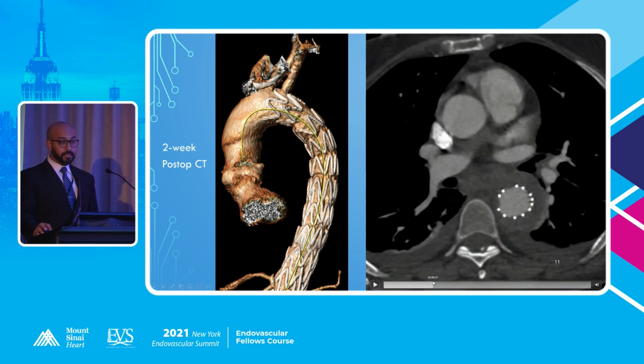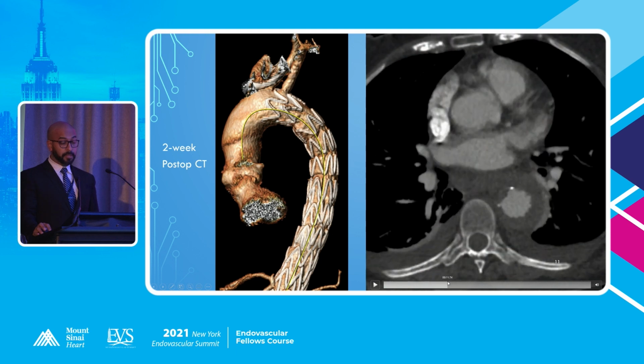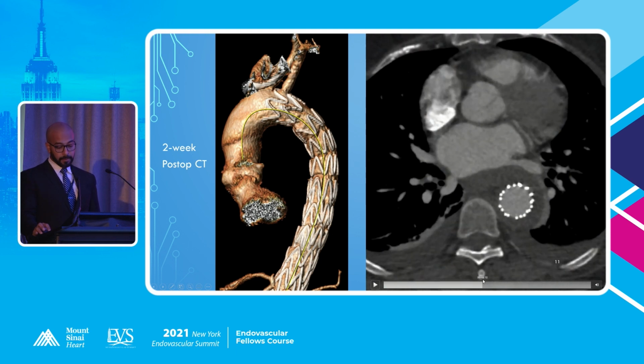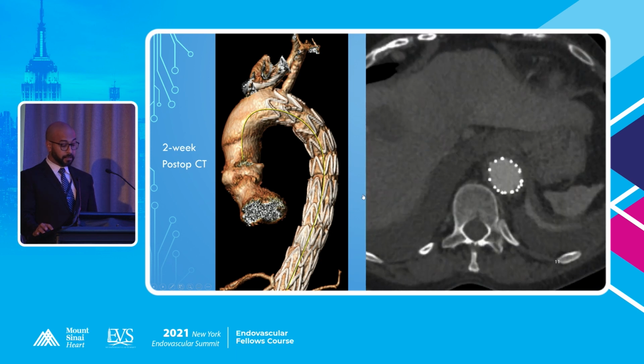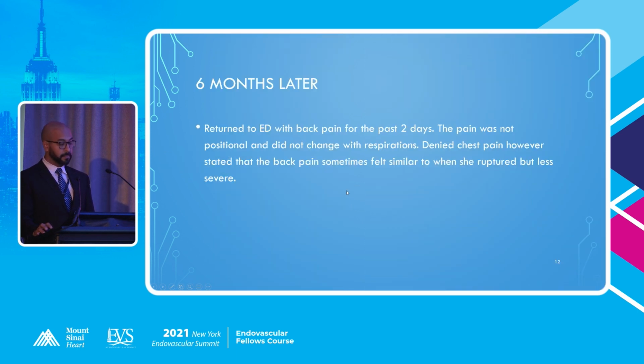The false lumen looks like it's becoming completely thrombosed. The true lumen is expanding. We have no extravasation of contrast. And so from there on, everything looked like it was going to go just fine. But of course, the reason that we're presenting this, 6 months later, she comes back with a complication. She returns to our ED with 2 days of pain, and the pain was not positional, not changing with respirations.